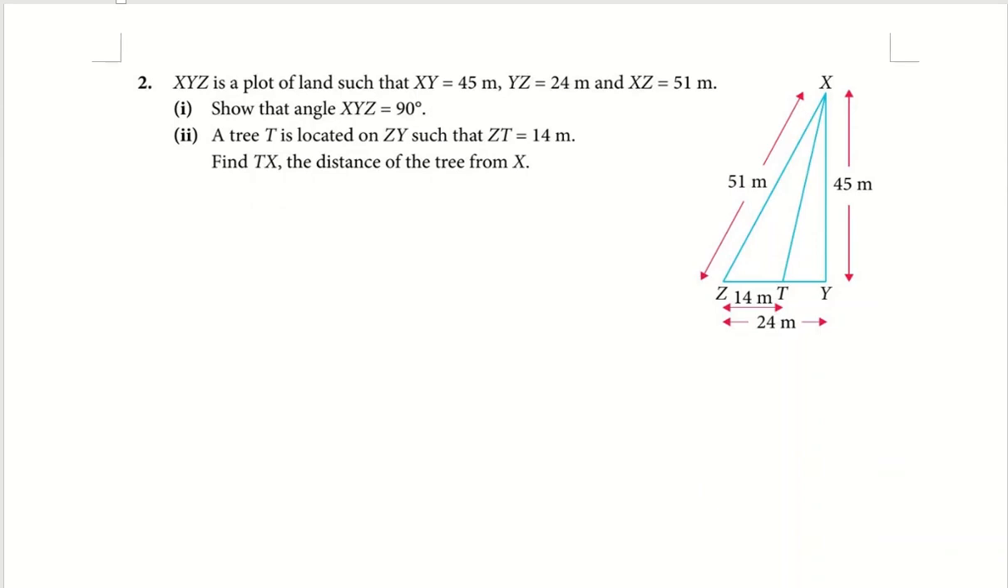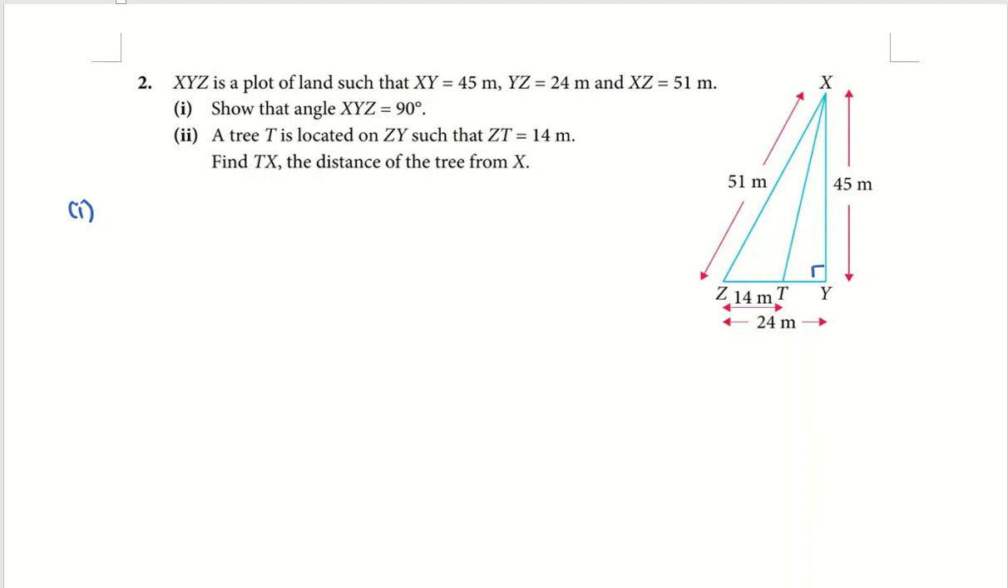Question number 2. XYZ is a plot of land such that you have 45 meter, 24 meter, and 51 meter. The first part wants you to show that the angle XYZ is 90 degrees. So what we need to show is a 90-degree angle over there. Once again, a question asking you whether the triangle is right angle, or showing that an angle is 90 degrees, are all usages of your converse of Pythagoras theorem. Which means to say we have to apply your three steps over there.